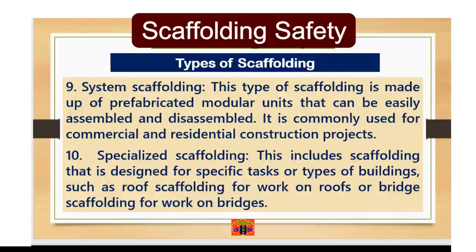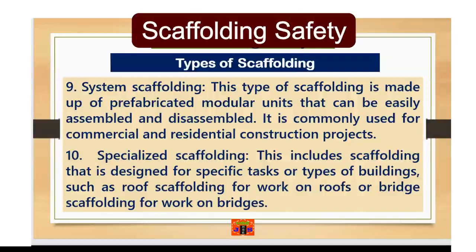Number 9, system scaffolding. This type of scaffolding is made up of prefabricated modular units that can be easily assembled and disassembled. It is commonly used for commercial and residential construction projects. And number 10, specialized scaffolding.